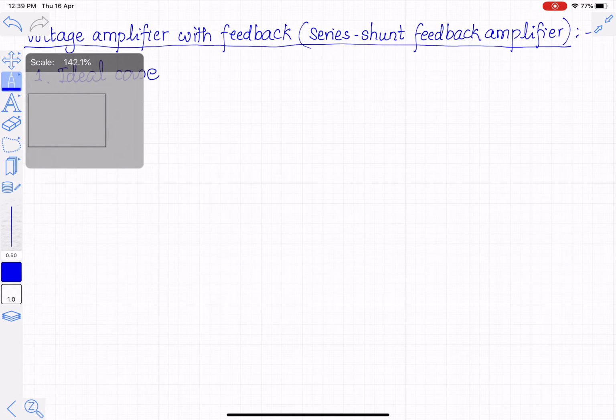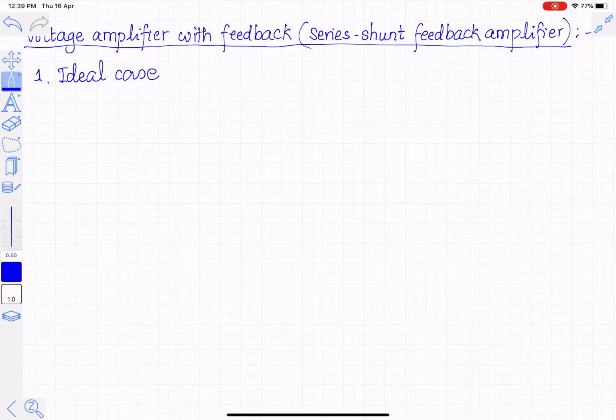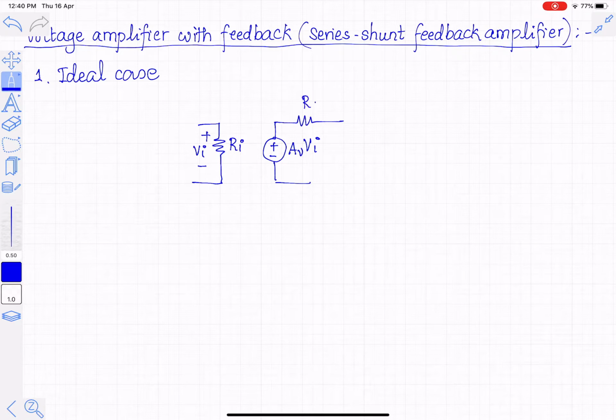Now the feed-forward amplifier is a voltage amplifier, so its model will be as shown here. It has the input impedance Ri, the voltage dependent voltage source AV into Vi, where Vi is the voltage across Ri, and the output impedance is equal to Ro. So this is the generic model of a voltage amplifier.